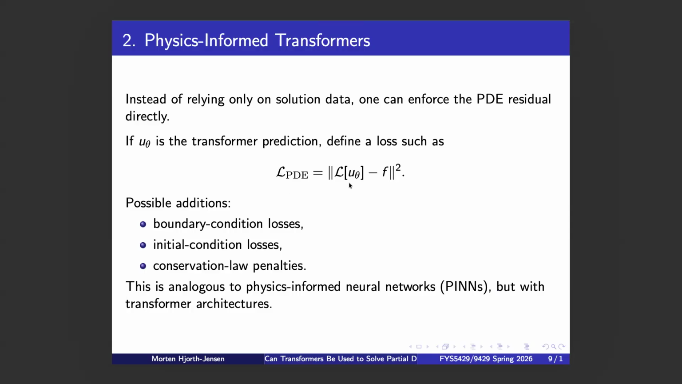So the typical loss function is actually you taking the difference between the left-hand side and the right-hand side. So you can add, as we did with physics-informed neural networks. So this is a physics-informed transformer.